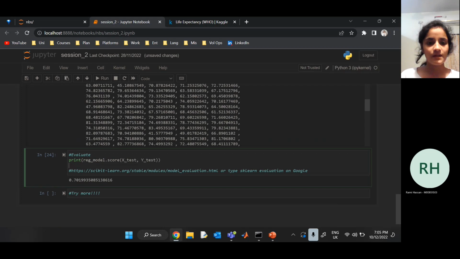So one way is to split it and give it the training part to train and then the testing part. But another way to do this is we can give it all the data and just tell it to do it like this. I'll show you. So from sklearn dot model selection, import cross val score.